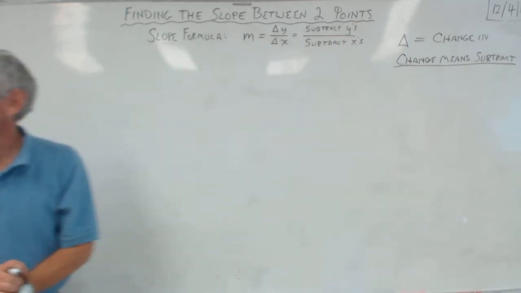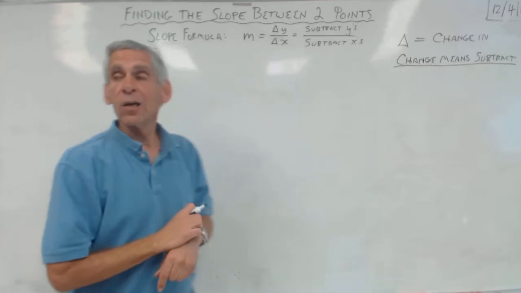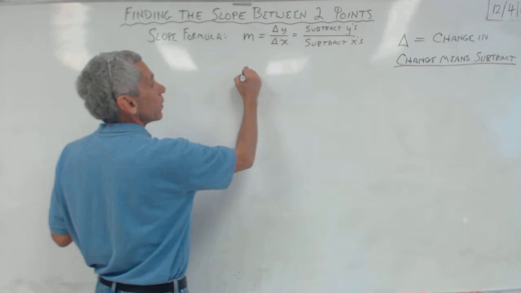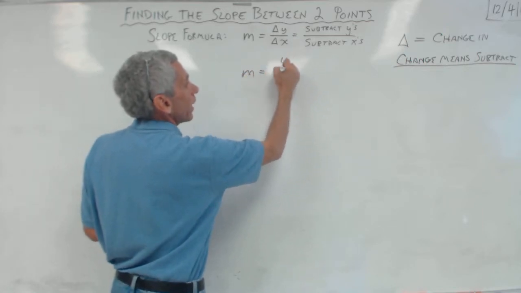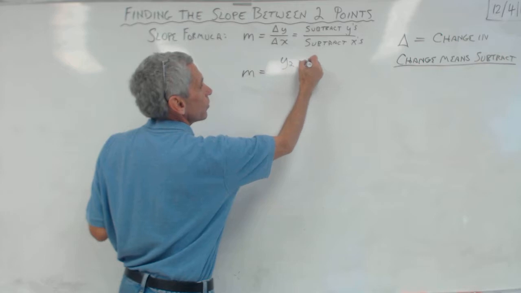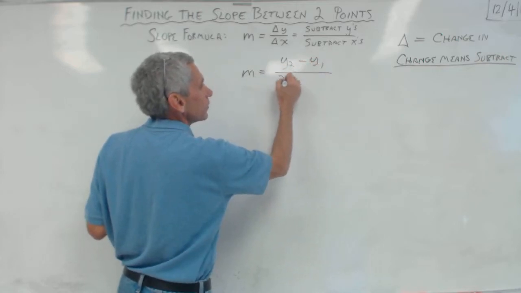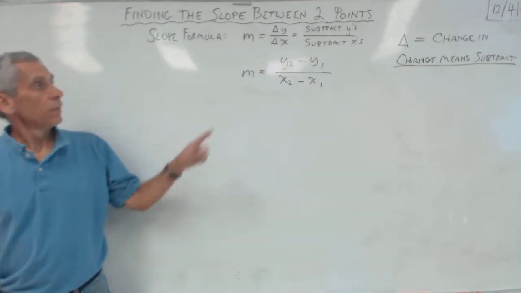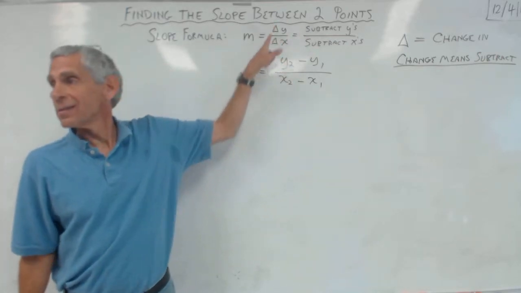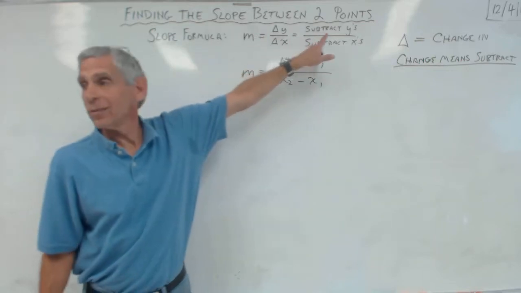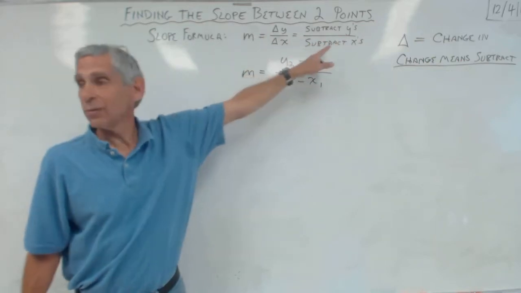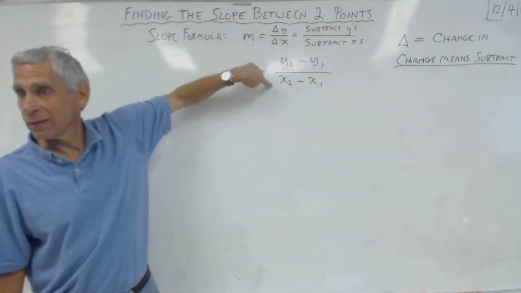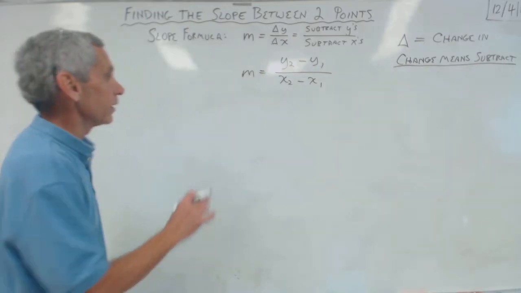All right? Now, a more complete formula that you will often see in textbooks is this. I'll just write it right here. M is equal to y sub 2 minus y sub 1 over x sub 2 minus x sub 1. That is the same thing as this. Identical. Change in y just says subtract the y's. Change in x just says subtract the x's. This is subtracting the 2 y's. And this is subtracting the 2 x's. Right?